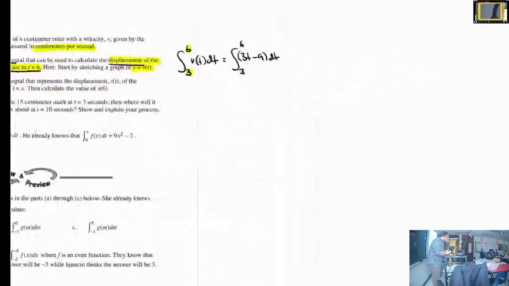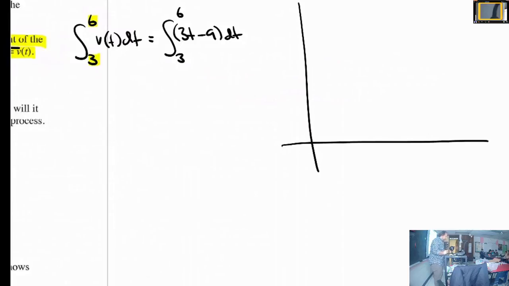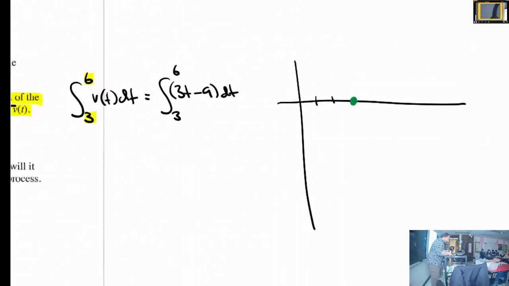let's draw a picture of this really quick. Let's make a quick sketch of a graph. What's interesting, actually, I'm going to move my x-axis up here because this is the graph of 3t minus 9. And we're interested in 3 to 6, which, if you know what's going on in this particular function, at 3 there's going to be a 0. 3 times 3 minus 9 is 0. And then from there it's got a slope of 3, so it's going to be going up from there. So this graph kind of looks like this.